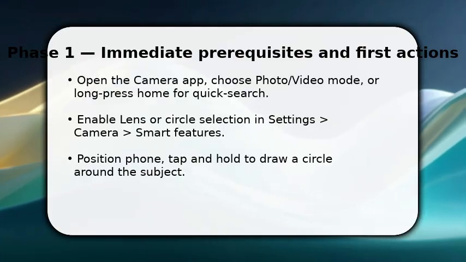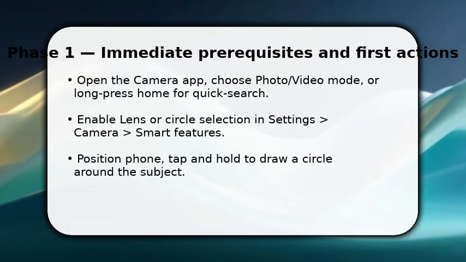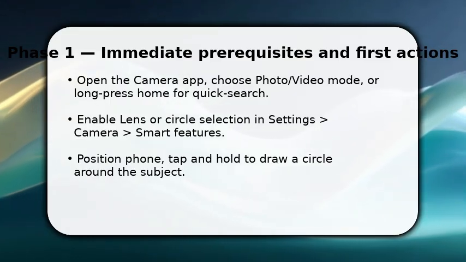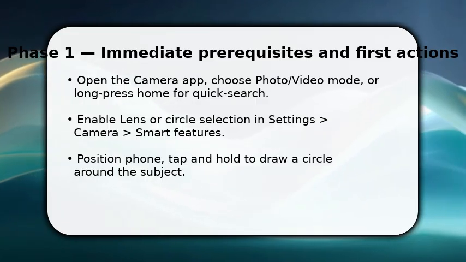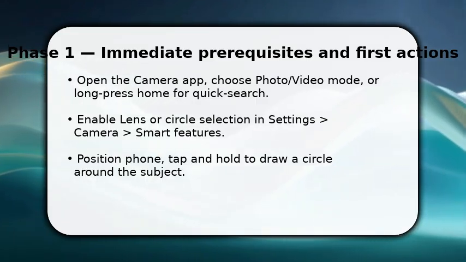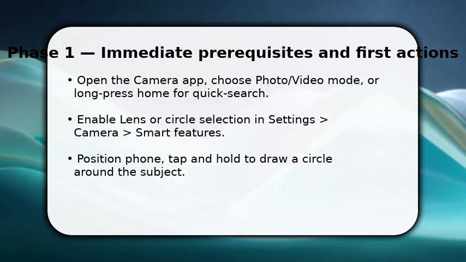You begin by opening the camera app and choosing the mode that supports circle search, typically photo or lens. Once done, make sure the Smart Lens or Circle Selection feature is enabled in camera settings. Then frame the object and tap and hold on the screen.